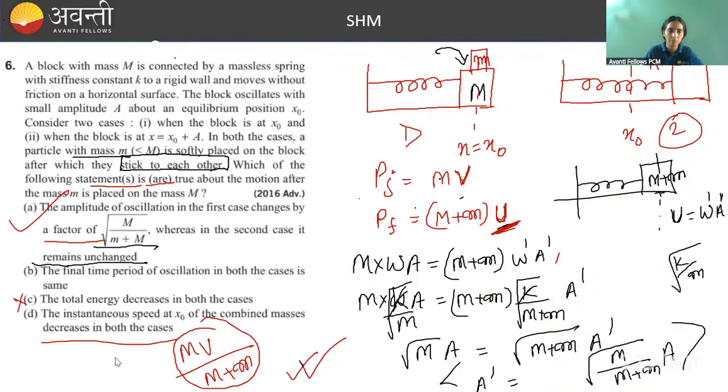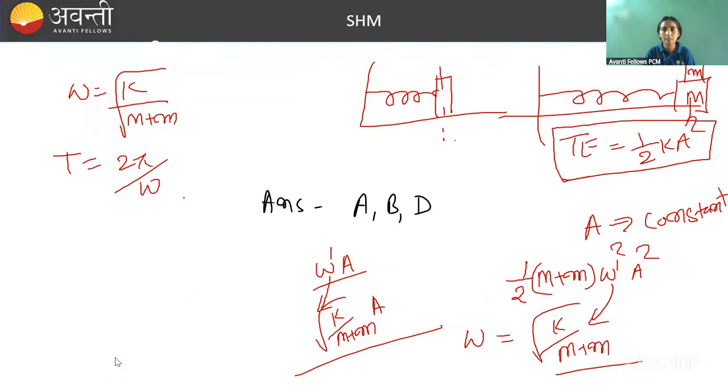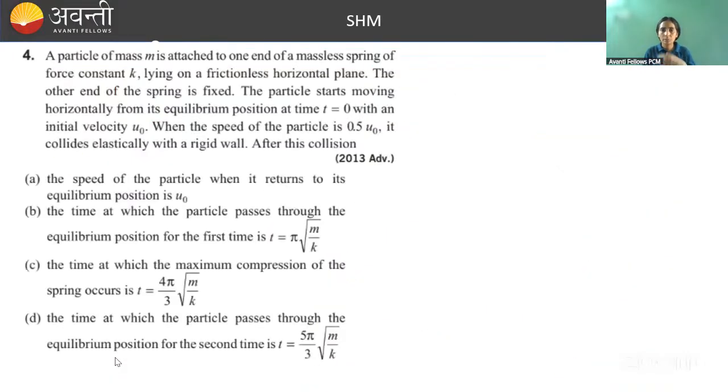So option D is what? Correct. So option A and D and B, these three are correct. ठीक है? चलो, now let's do this question. किसी को डाउट हो, you can ask me, ठीक है?